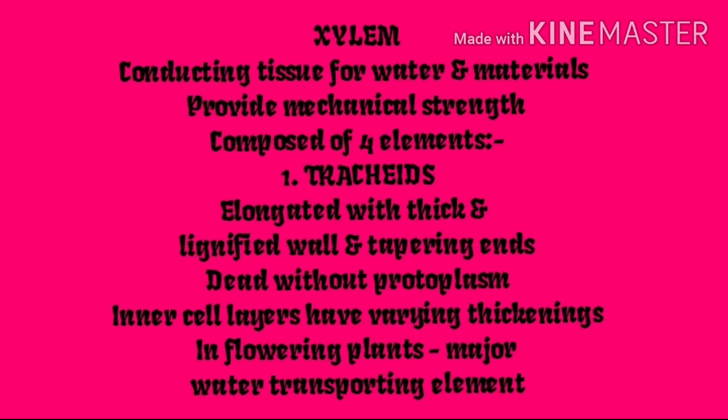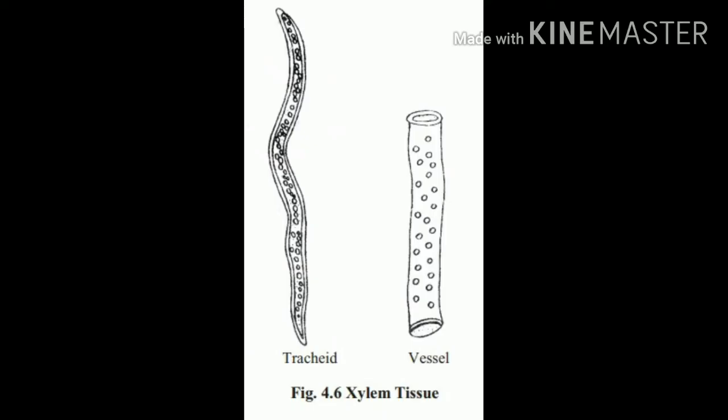The first element is tracheids, which are elongated or tube-like cells with thick and lignified walls and tapering ends. These are dead and without protoplasm. The inner layer of the cell walls has thickenings which vary in form. In flowering plants, tracheids and vessels are the main water transporting elements.